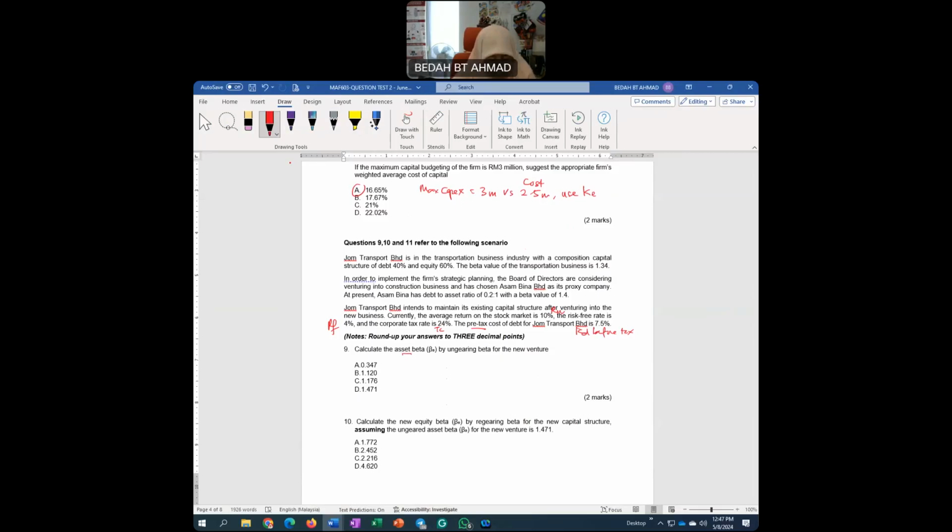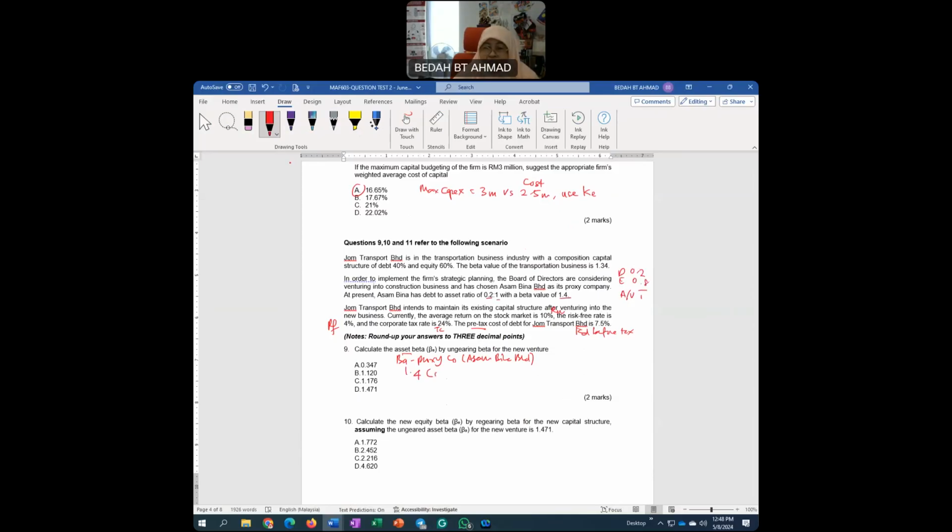So this one you want to calculate beta for proxy. Beta asset for proxy company. So proxy company is Asam Bena Berhad. So you need to find out the beta asset. Beta value there is 1.4. So 1.4 multiplied by value of equity Asam Bena. Debt to asset ratio, D over V, is 0.2, so here is 1, so here is 0.8.